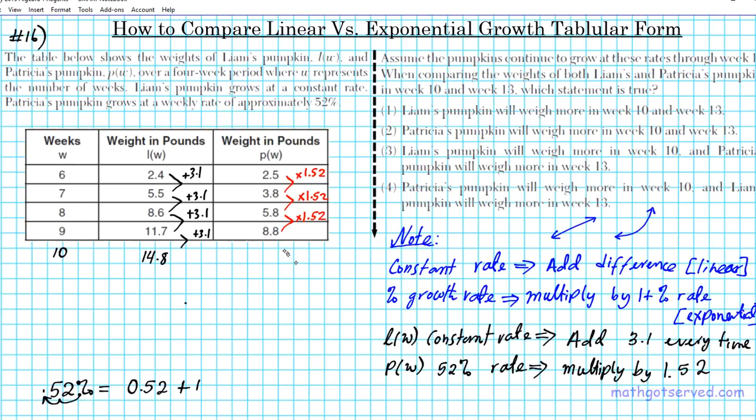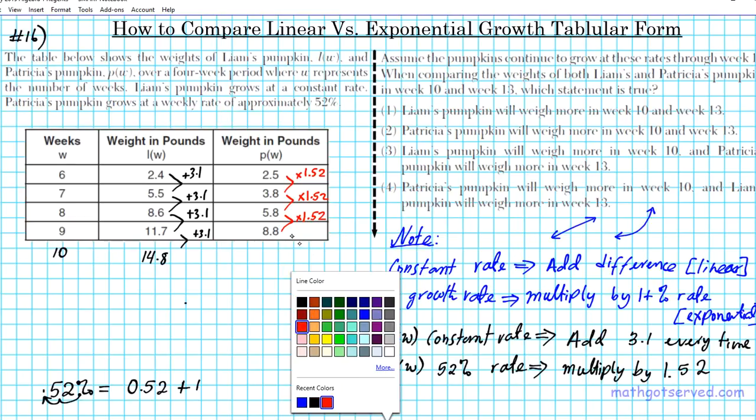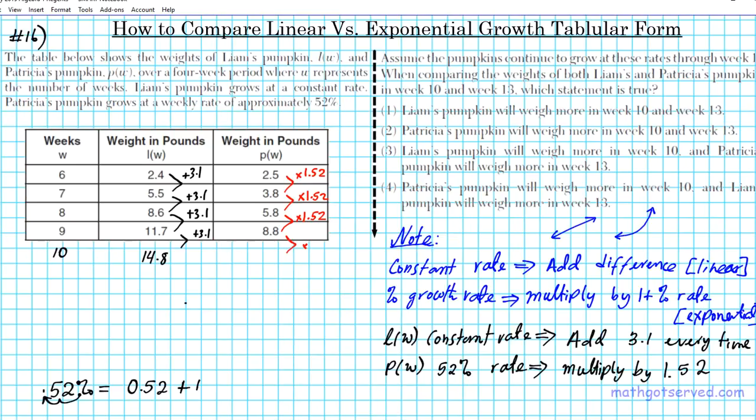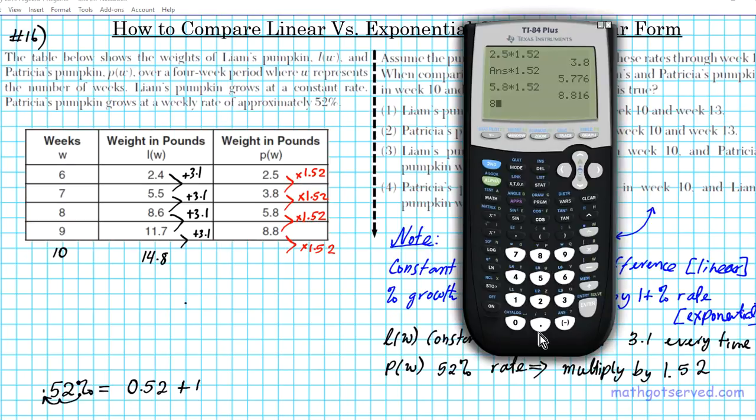And then how do we get week 10 for Patricia's pumpkin? Follow the same pattern. Multiply by that common ratio, which is 1.52. So multiply by 1.52. And let's see what that answer is. So we have 8.8 times 1.52. And we're going to round to the first decimal place, or the tenths place. Alright. Multiply, we have 13.376. If we round up, that's going to be 13.4. Alright, so it's going to be 13.4.